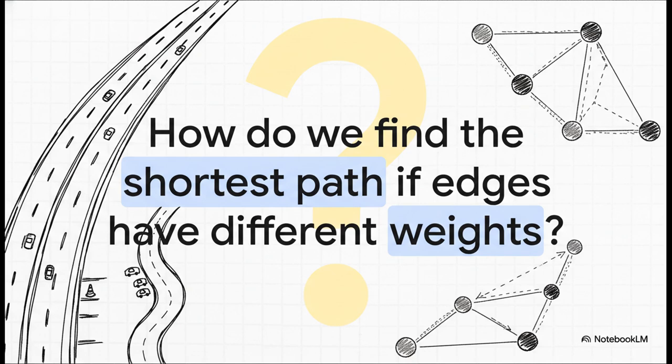Exactly. In the real world, not all roads are created equal, right? A 10-mile highway is way faster than 10 miles of winding country roads. We can represent this in our graph by adding a weight or a cost to our edges. So the highway might have a low weight and the country road a high one. So the question becomes, how do we find the path with the lowest total weight?